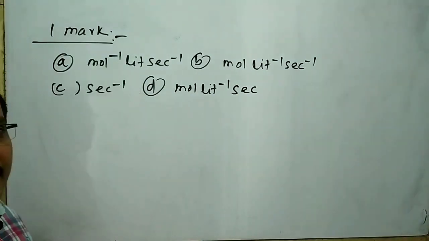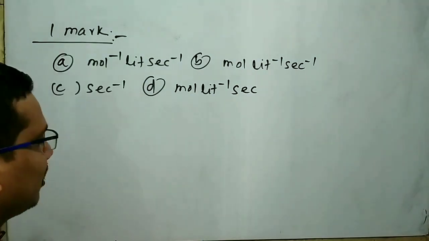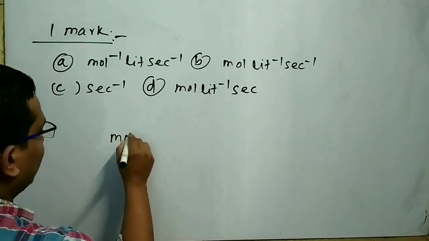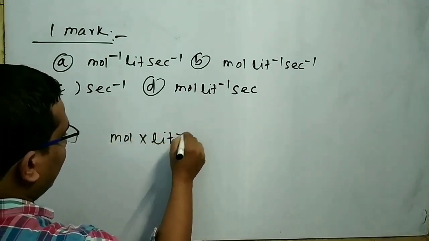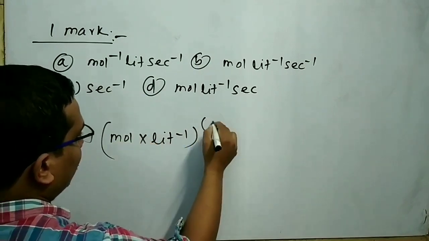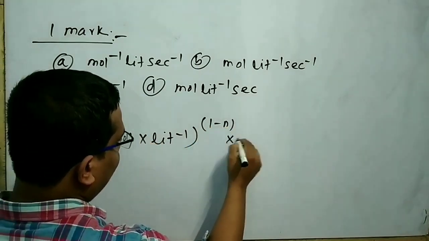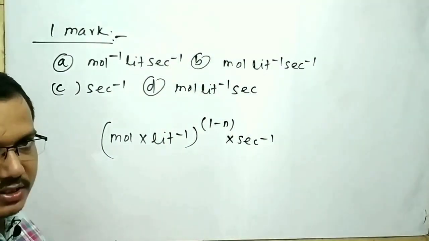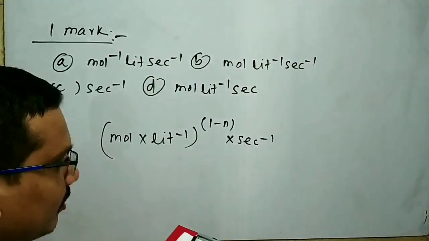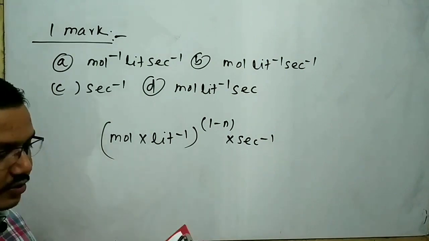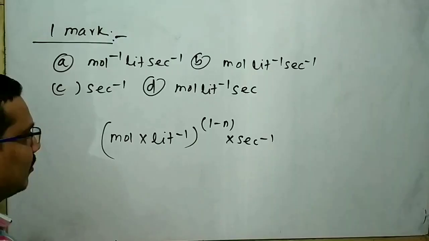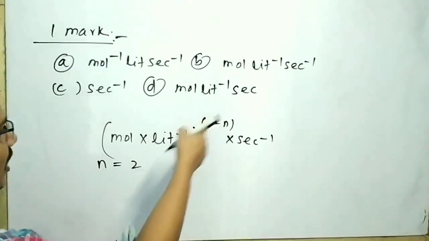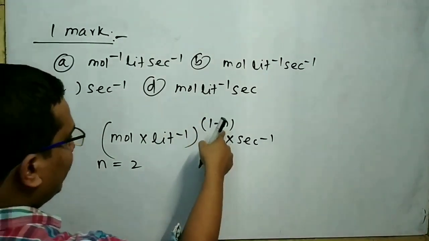To calculate the unit of rate constant for any order of reaction, we know a general formula, that is mole into liter inverse power 1 minus n into second inverse. Here n is the order of reaction. Our aim is to find the unit of rate constant for second order reaction. Here n is equal to 2. So now put the value of n equal to 2.